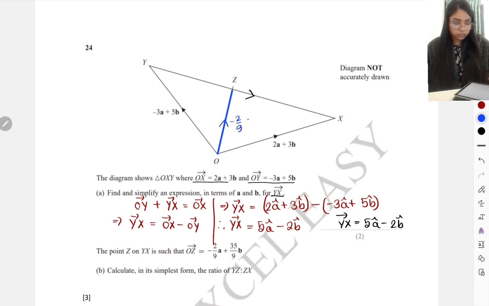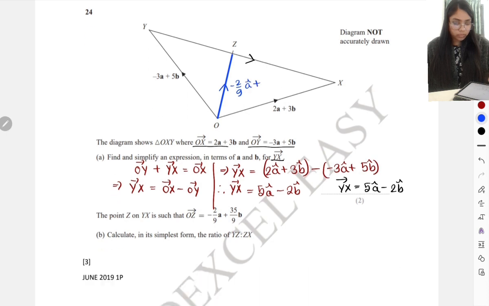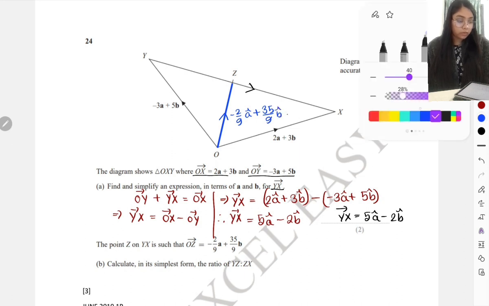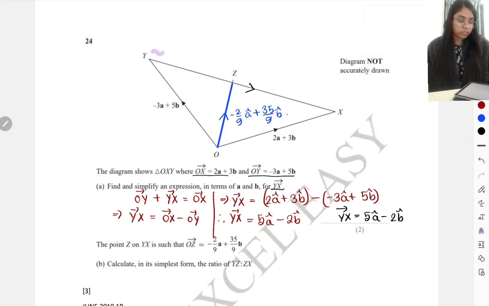Minus 2 by 9a plus 35 by 9b. Okay, now another very important part is that we are trying to find both YZ and ZX. As the question is asking you to find the ratio between these lines, we first have to find the separate vectors of these lines and then find the ratios.